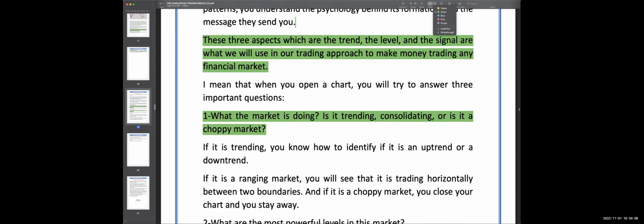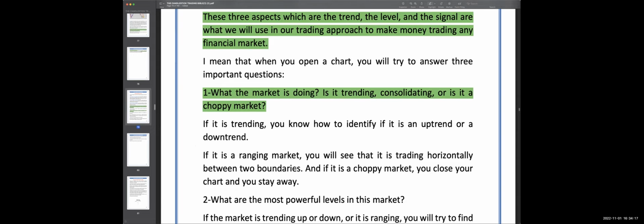If it is trending, you know how to identify if it is in an uptrend or in a downtrend. If it is a ranging market, you will see that it is trading horizontally between two boundaries. And if it's a choppy market, you close your chart and you stay away.